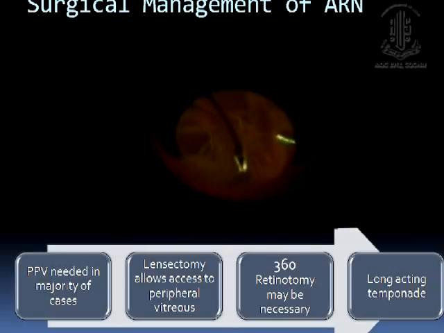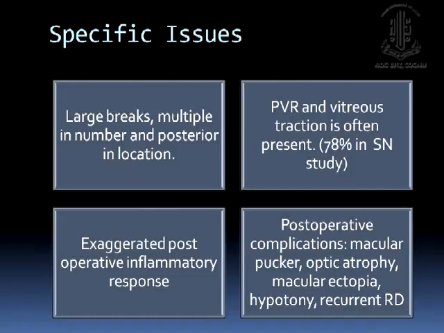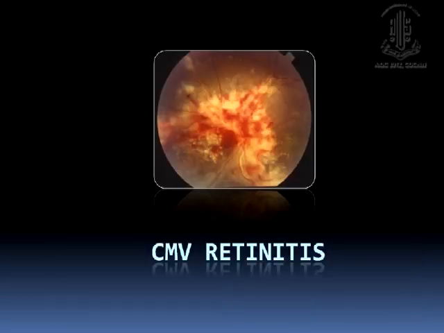The specific issues which you may come across while you're operating these cases are that because of the large multiple breaks, the incidence of PVR and vitreous traction is very high. So the rates of post-operative complications like macular pucker and recurrent retinal detachment are also high.